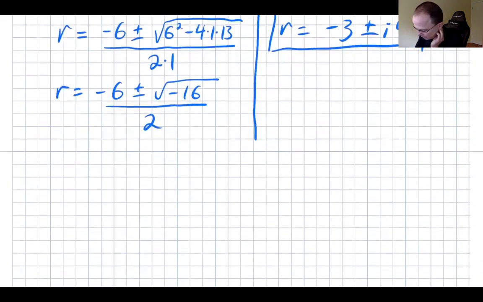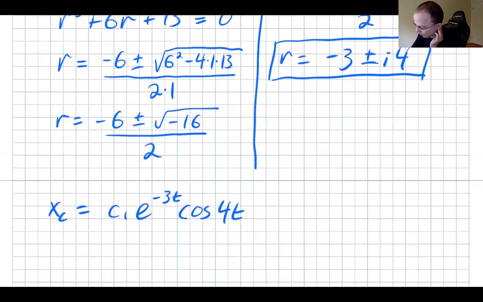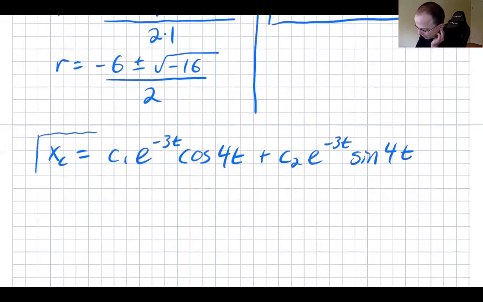And so therefore the complementary solution is going to be given by C1 e to the -3t times cosine 4t. So this 4 is giving us this number here, and the -3 is going up here in the exponential. And then we have plus C2 e to the -3t sine 4t. Okay, so there's our complementary solution.